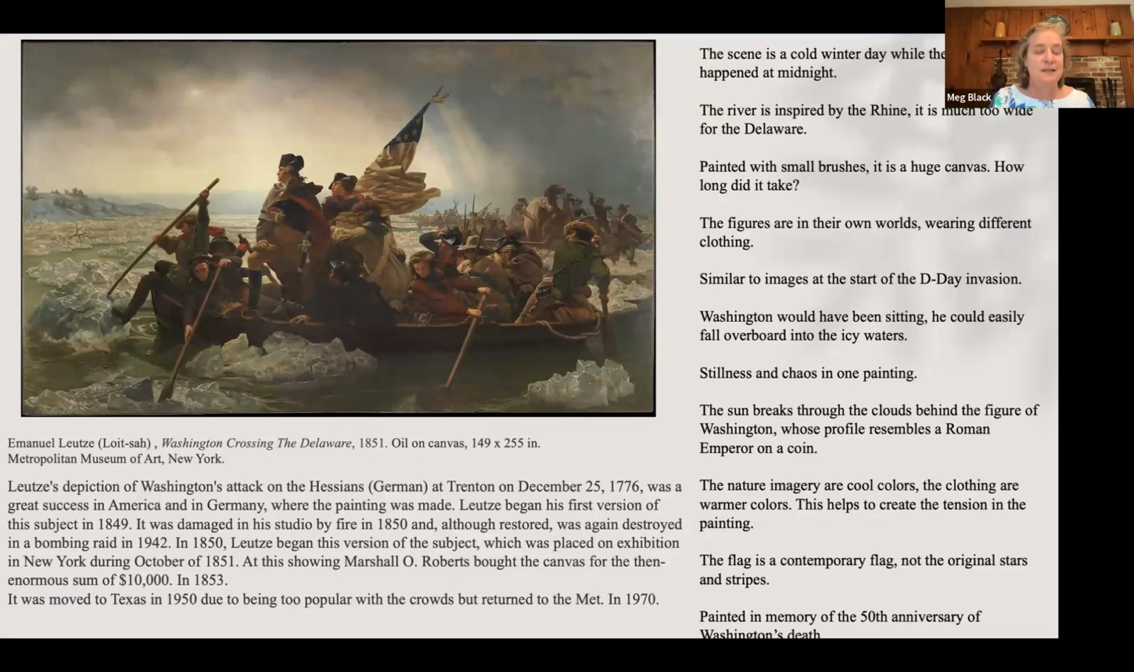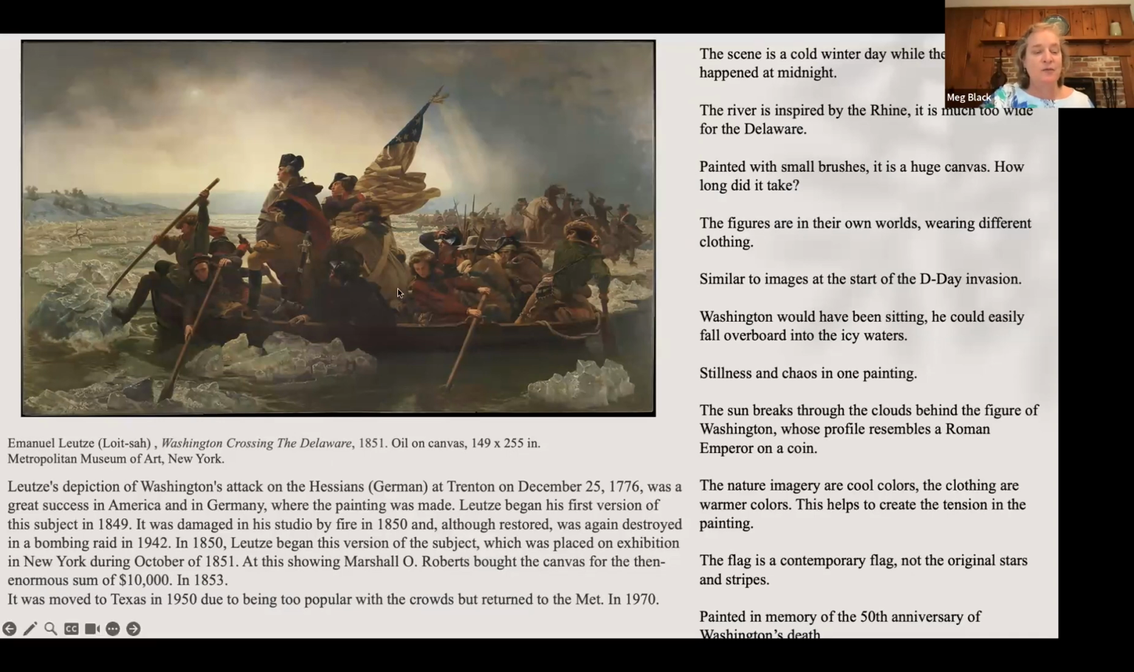So this is, some of you who've been to the Met recognize this image. This is Emanuel Leutze, this is how you pronounce it. And this is Washington Crossing the Delaware, which is an enormous painting in the Metropolitan Museum of Art in New York. It's 255 inches long, 149 inches high. It's gigantic. But Leutze is not an American.